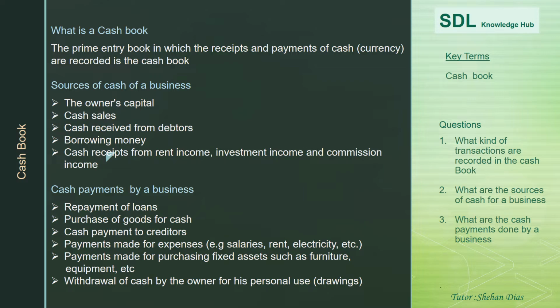commission income. Then what are the cash payments a business will normally do, which includes repayment of loans and borrowings they have taken, then purchase of goods on cash, then cash payments for creditors, then payments made for expenses like salary, utility bills, payments made for purchasing of fixed assets, and finally withdrawal of cash or cash drawings by the owner.